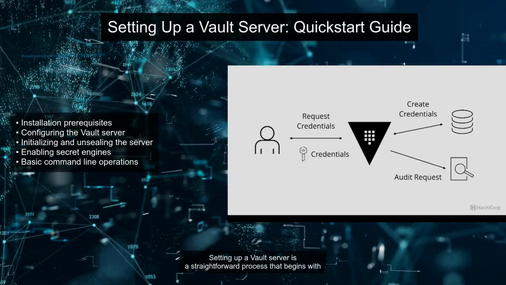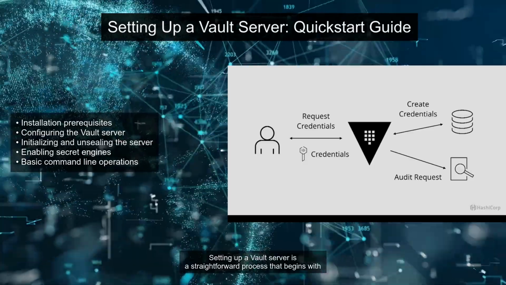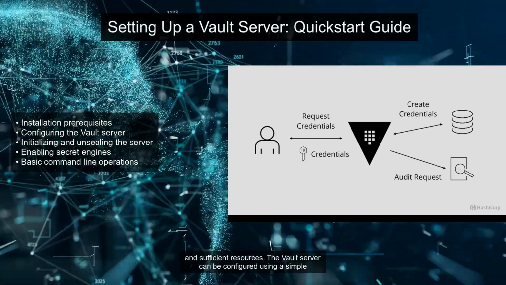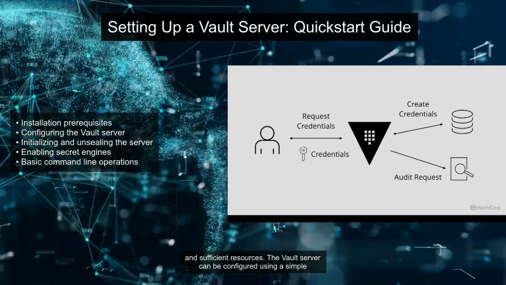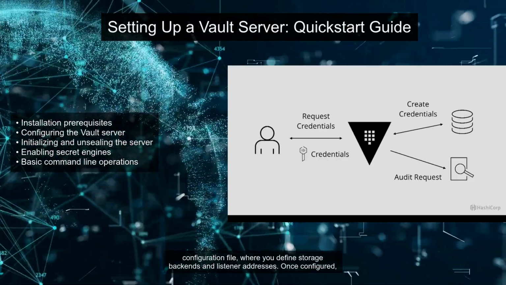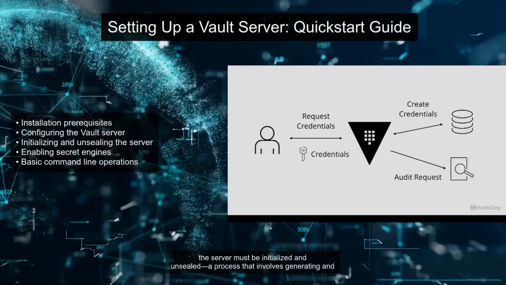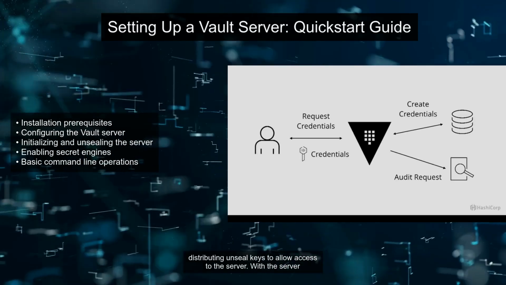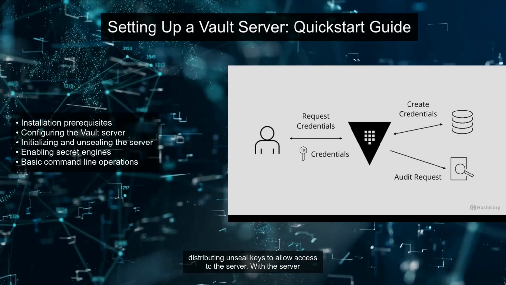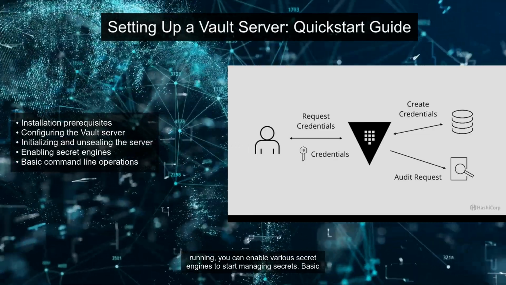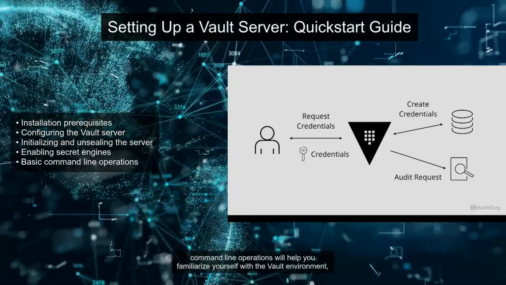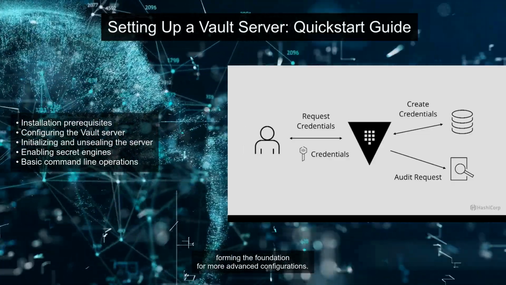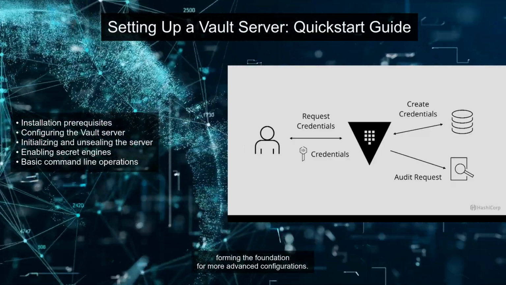Setting up a Vault server is a straightforward process that begins with ensuring you have the necessary prerequisites, such as a compatible operating system and sufficient resources. The Vault server can be configured using a simple configuration file, where you define storage backends and listener addresses. Once configured, the server must be initialized and unsealed, a process that involves generating and distributing unseal keys to allow access to the server. With the server running, you can enable various secret engines to start managing secrets. Basic command line operations will help you familiarize yourself with the Vault environment, forming the foundation for more advanced configurations.